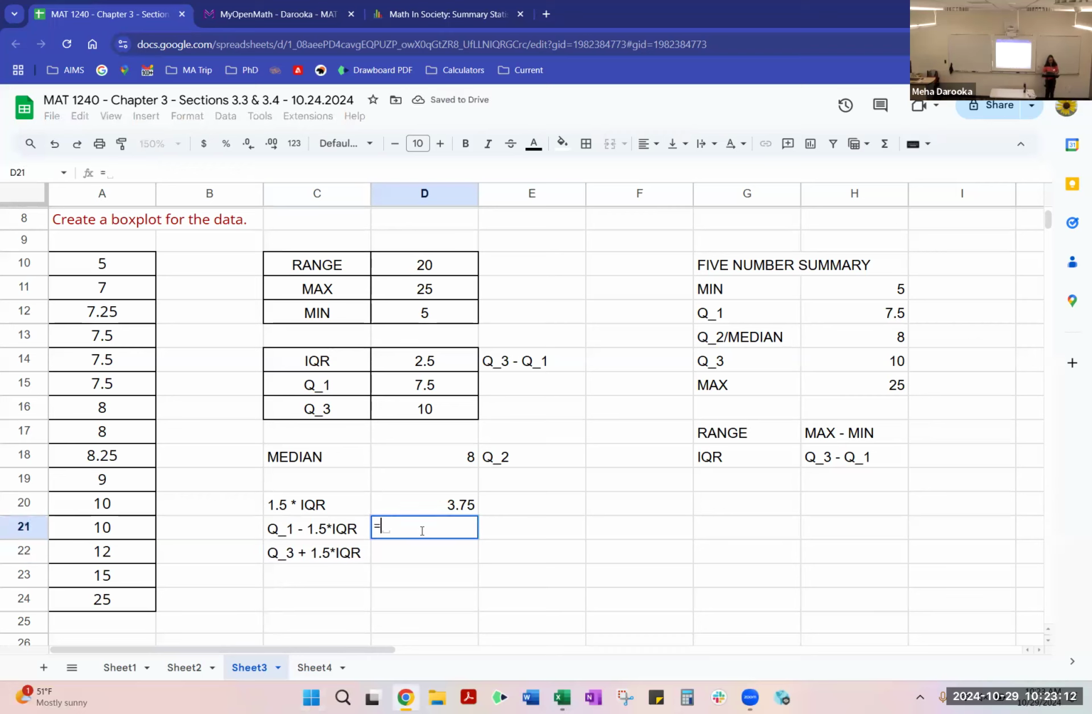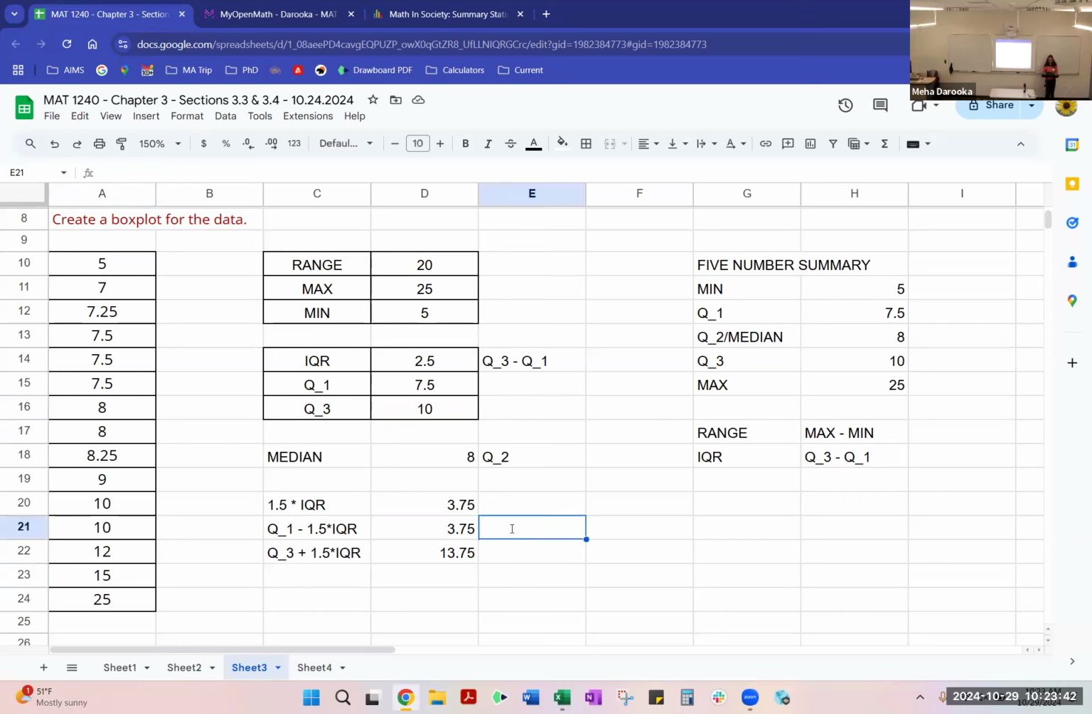Okay. So quartile 1 was 7.5. From that, I am subtracting the 1.5 times IQR. Then I have quartile 3, and to that I'm adding our 1.5 times IQR. So we did not have anything smaller than 3.75 in our data set, right? Because the smallest value was 5, which is well within the lower fence.